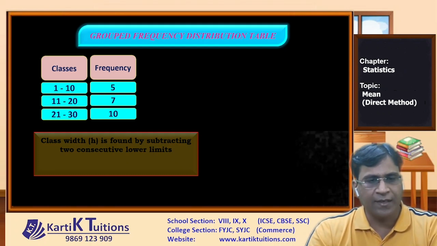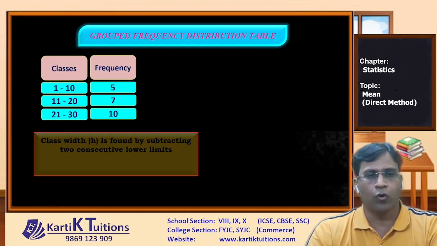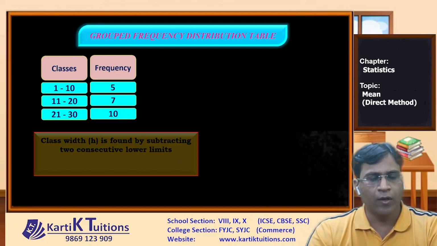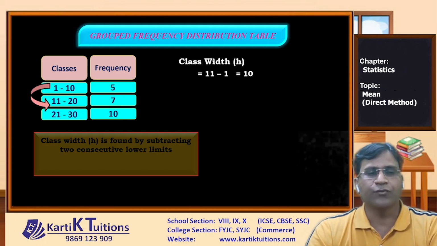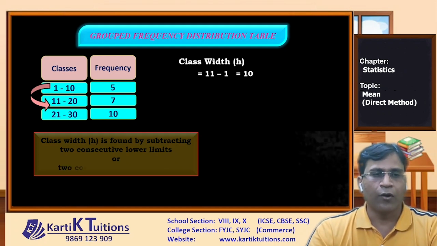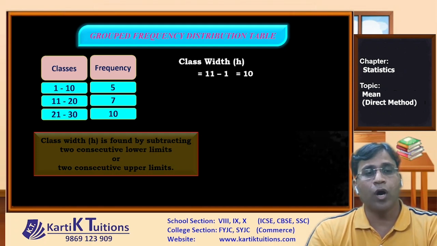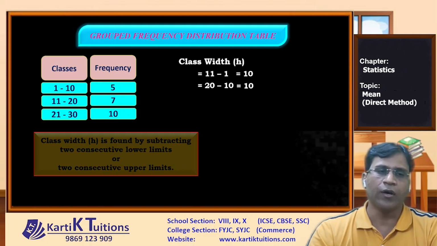Now the first formula says subtract two consecutive lower limits, meaning the difference between two consecutive lower limits. The two consecutive lower limits are 1 and 11. So when you find the difference, 11 minus 1 gives us 10. In other words, the class width is 10. In the same way, you can also get it by subtracting two consecutive upper limits. For example, 10 and 20 are consecutive upper limits. When you find the difference, 20 minus 10 gives us 10. So this is a way to find the class width of a class.